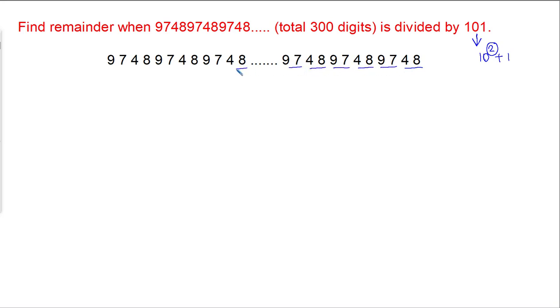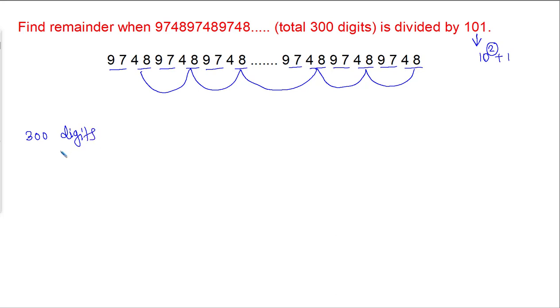And then we are supposed to add alternate groups. Okay everyone, so first make groups of 2 digits each starting from the rightmost. Now starting from the rightmost, let's add all alternate groups. So we can see that all 48s will come here. Total how many digits are there? Total 300 digits are there. We are supposed to form groups of 2 digits each. So how many groups are formed? Total 150 groups are formed.